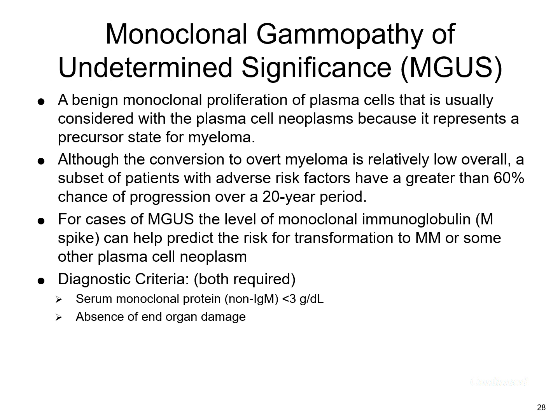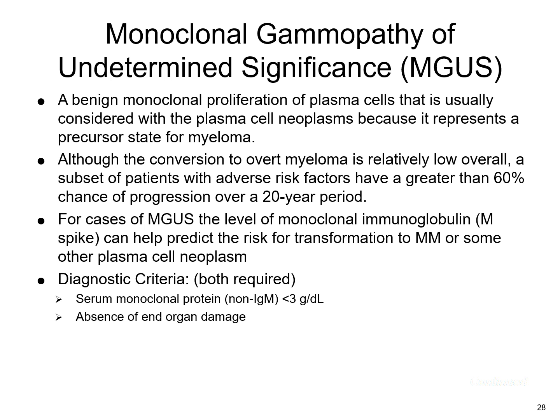Monoclonal gammopathy of undetermined significance is actually a benign monoclonal proliferation of the plasma cells that's usually considered a plasma cell neoplasm because it represents a precursor state for myeloma. Now, although the conversion to an overt myeloma is relatively low overall, there is a subset of patients that will actually have adverse risk factors, and they have a greater than 60% chance of progression over a period of about 20 years.